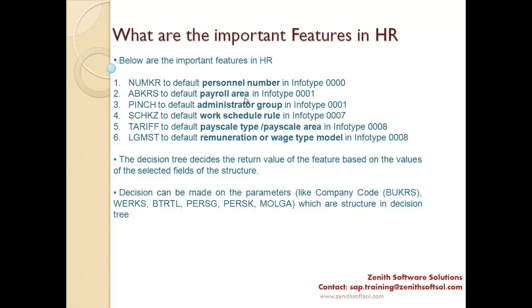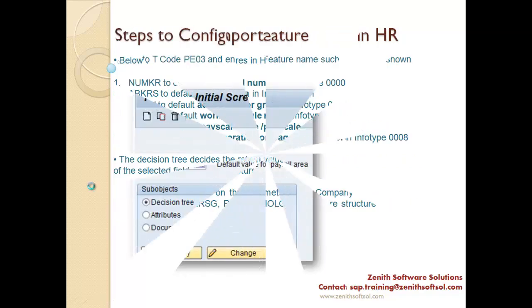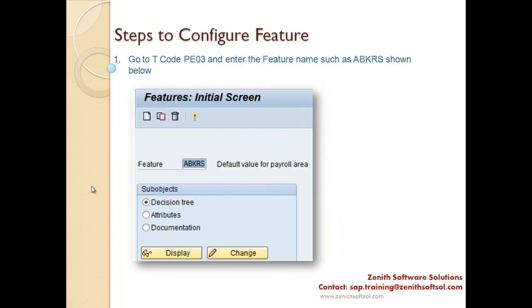How will you tell the system to default this particular value in that particular info type? It depends upon the decision tree. A decision tree is how you create a feature, telling the system: if this employee belongs to this company, or belongs to country USA, and belongs to this company code, this employee group, this employee subgroup, then it should return or default this payroll area in info type 1. That is nothing but a decision tree. A decision can be made on parameters like company code, and these are the technical names I just gave you. In the next slide I will show you exactly how we are going to configure the feature.